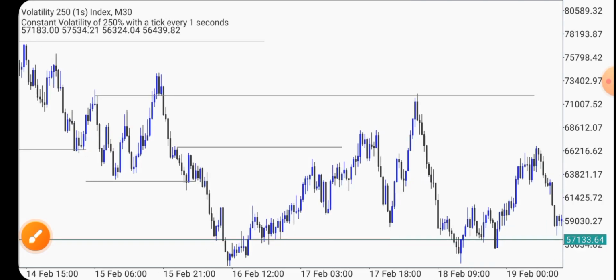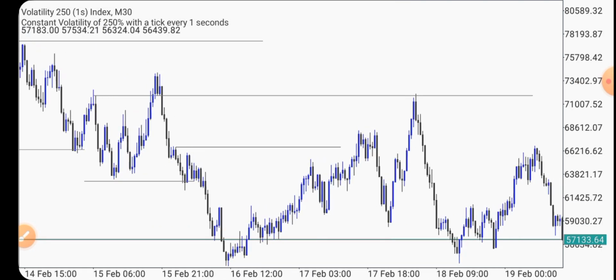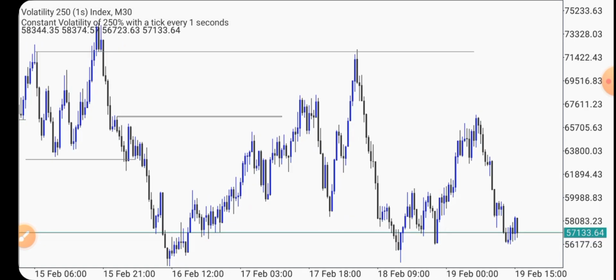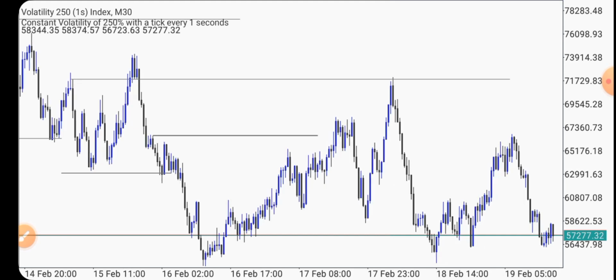So look at this. When price came to that zone, boom, going down like that. Okay.